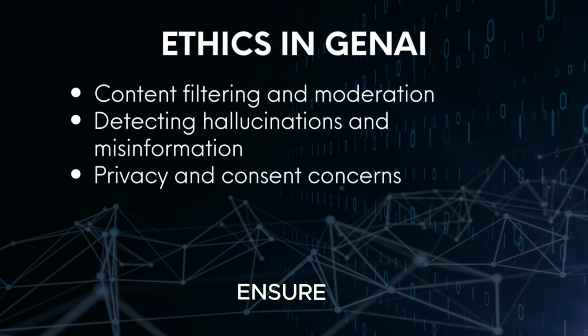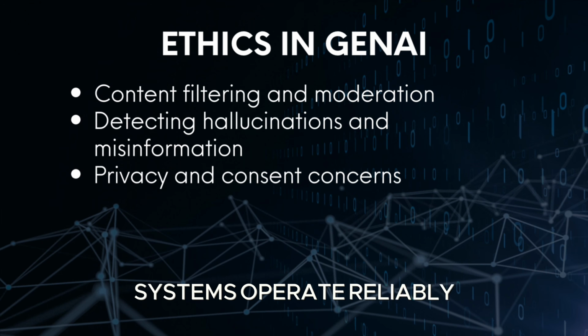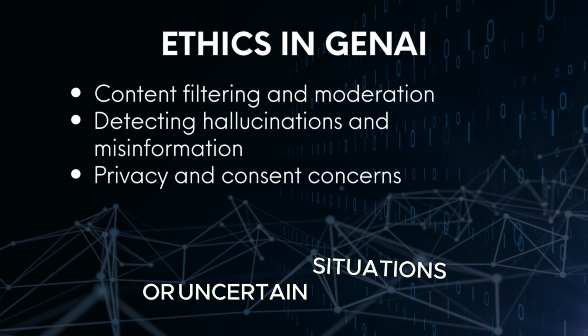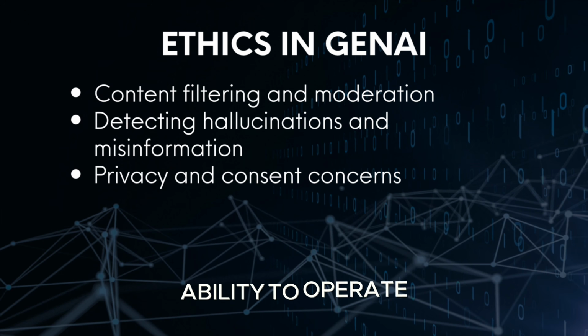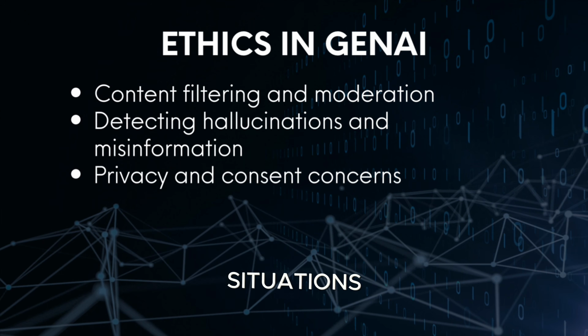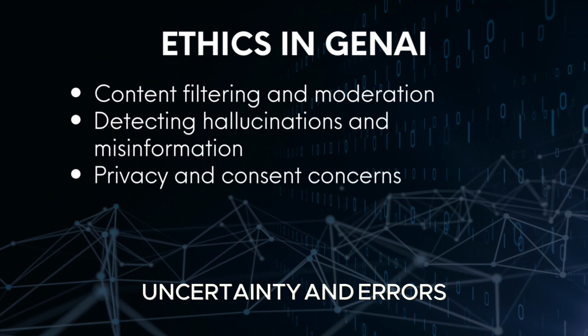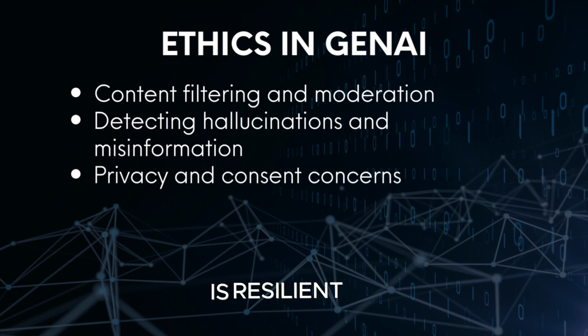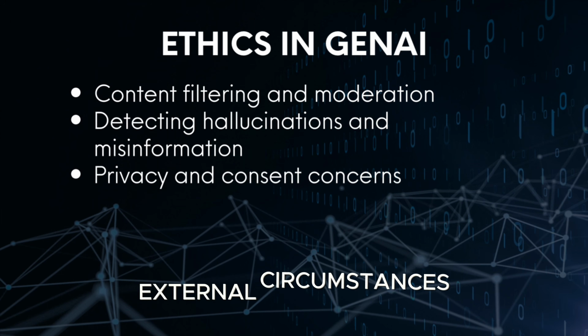Veracity and robustness ensure AI systems operate reliably even in unexpected or uncertain situations. So it's the ability to operate reliably even with unexpected situations, uncertainty, and errors. And it's making sure the AI is resilient to changes in input parameters, data distributions, and external circumstances.